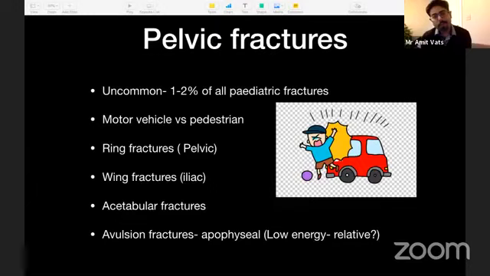They are generally pedestrian versus motor vehicle. They can be ring fractures, wing fractures, which is the iliac wing, acetabular fractures, and then avulsion fractures, or the epiphyseal injuries around the pelvis, and these are the low injury category.